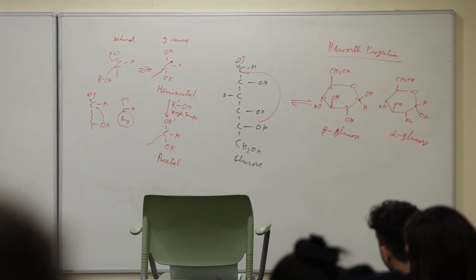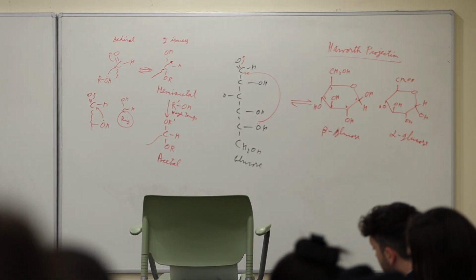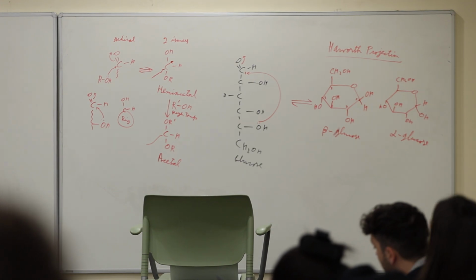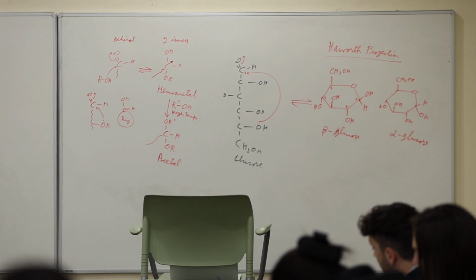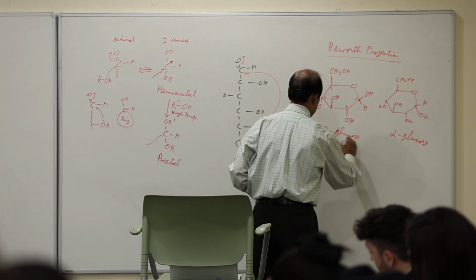And it came from the same glucose. That means glucose always exists as a mixture of two isomers in solution. And that is true for all the carbohydrates. All the aldehydes exist as a mixture of alpha and beta. And these are called anomers. So this is another term used.